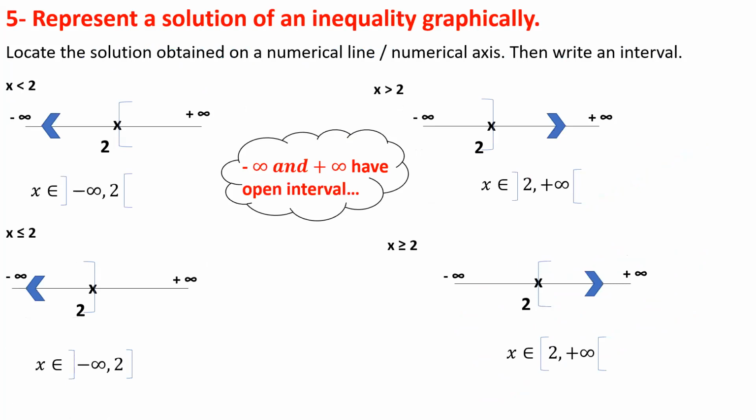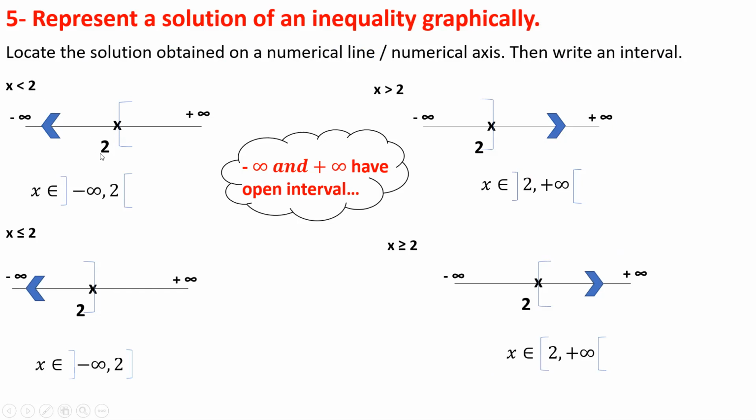Now, after I solve my inequality, I should represent the solutions of my inequality graphically. And I should write an interval. So I should locate the solution obtained on a numerical axis or numerical line. Then I write an interval. Suppose my solution of the inequality was x less than 2. I draw a line with a ruler and I put an x wherever I like, and I write 2, the obtained solution.